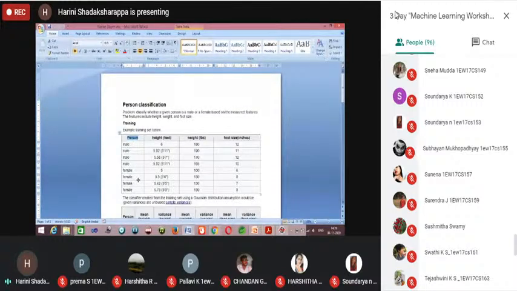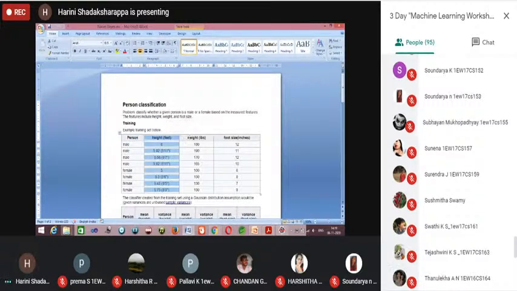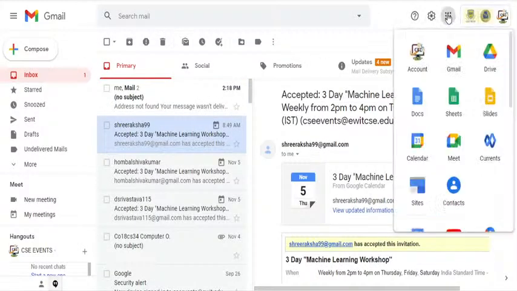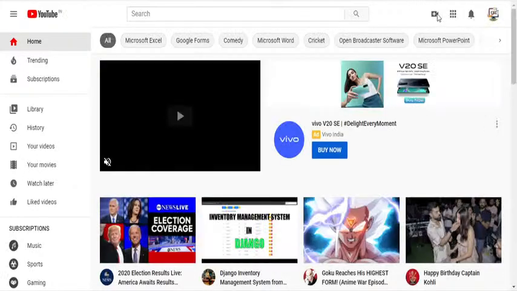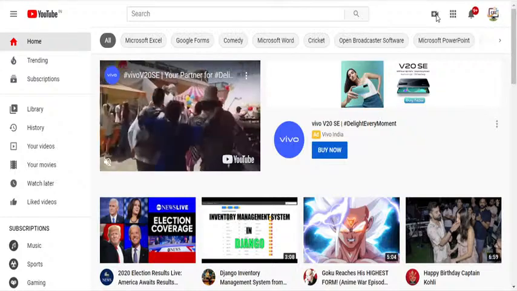But that logically makes no difference. What are the features you have? You have height, weight, and foot size. Three features you have. So based on these three features, the person has been classified as female or male.